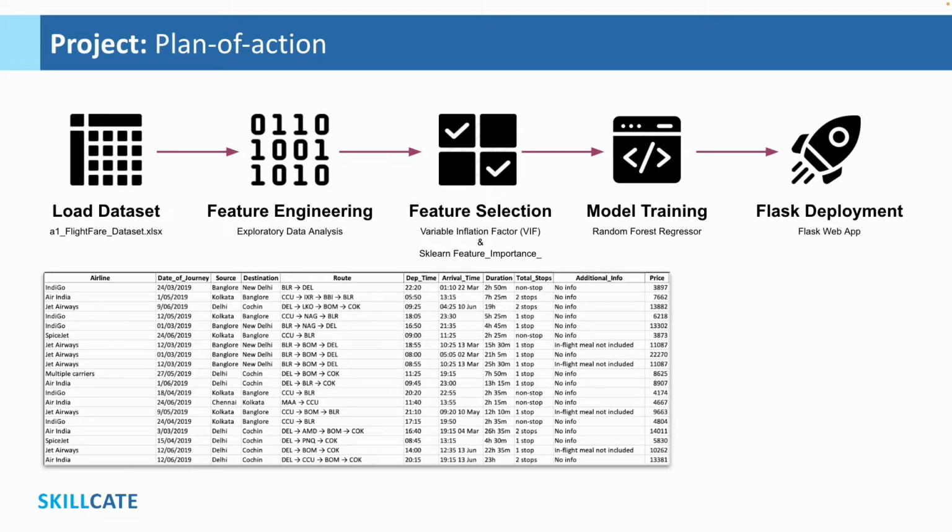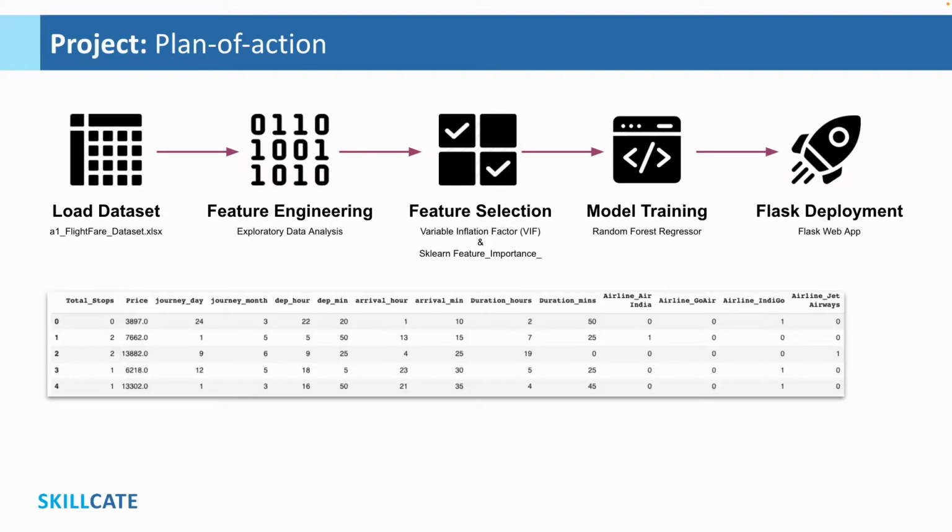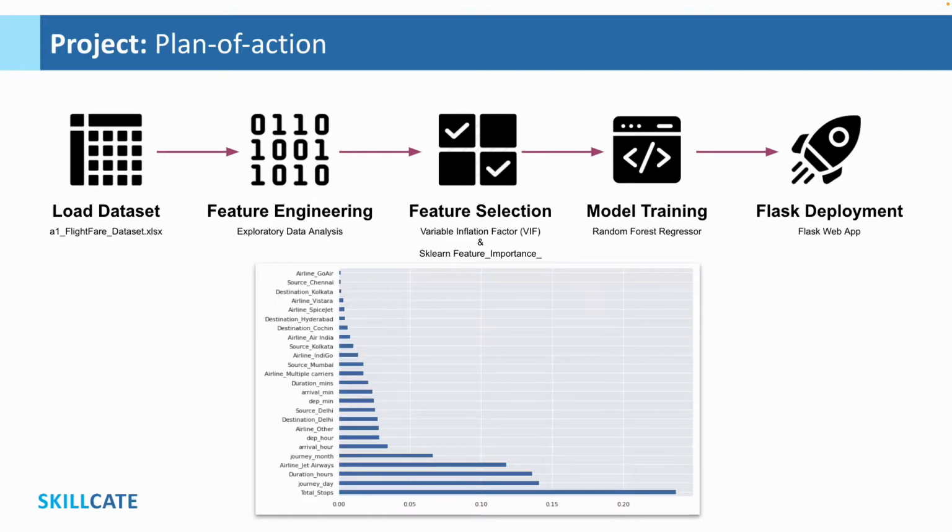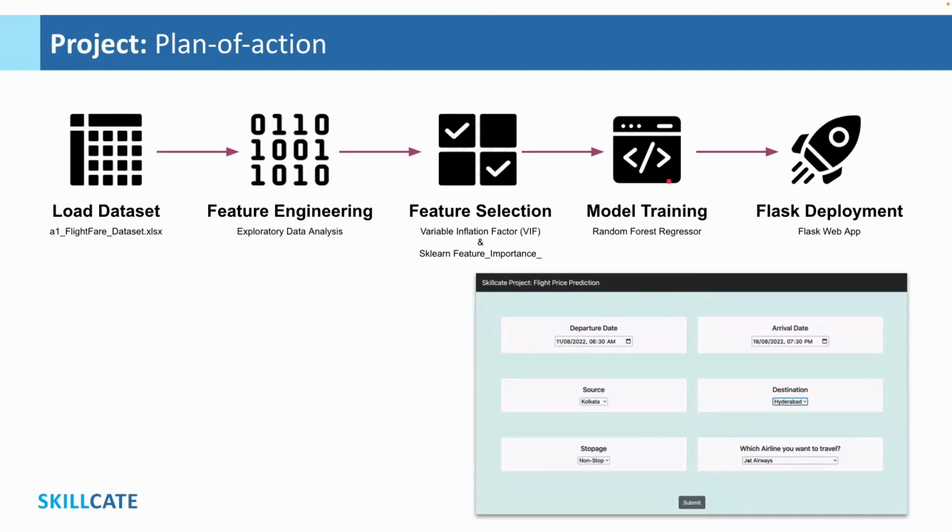Once we have the dataset, we perform a series of feature engineering operations to convert our features to their numeric representations like this. Then we do feature selection using sklearn feature importance and VIF multicollinearity check to finalize the features for model training. Finally, we train a random forest regressor model for flight fare prediction, and we finish up with the Flask deployment to run our app in a live environment.